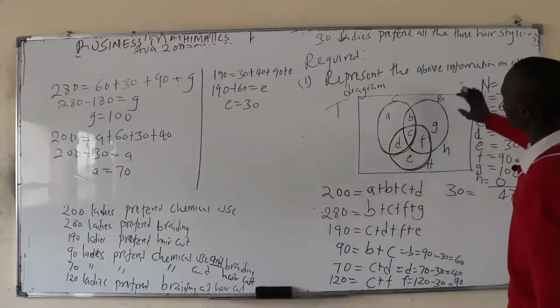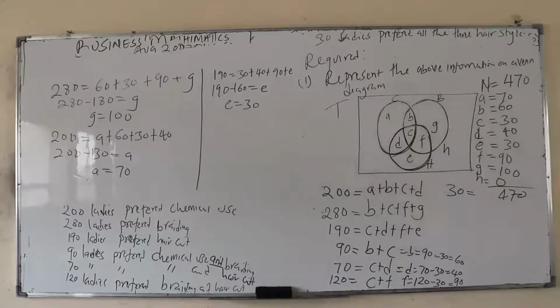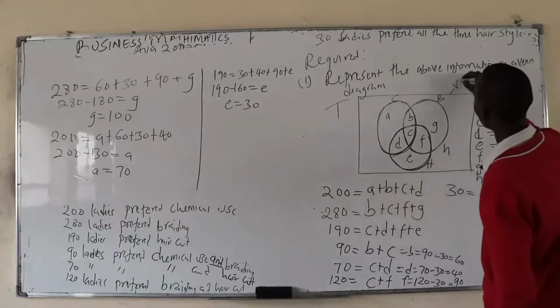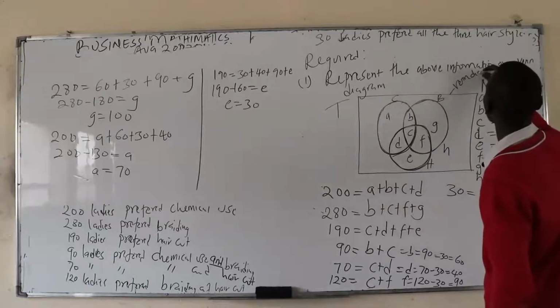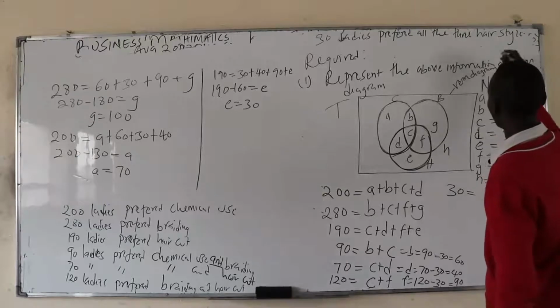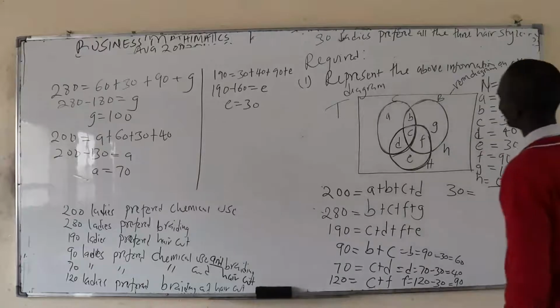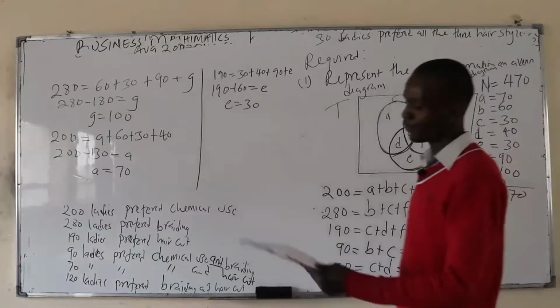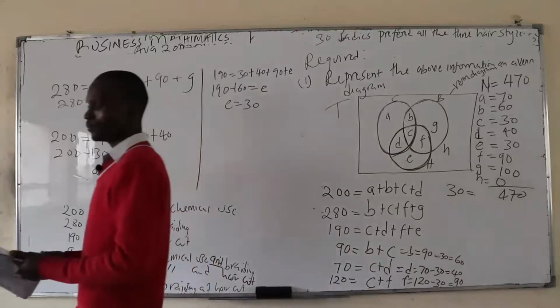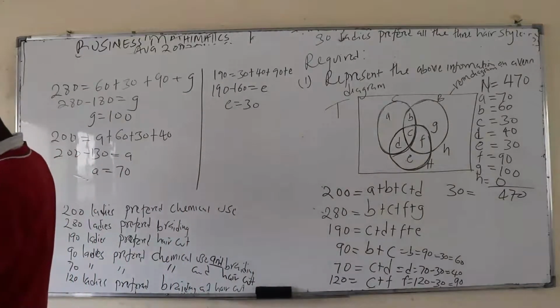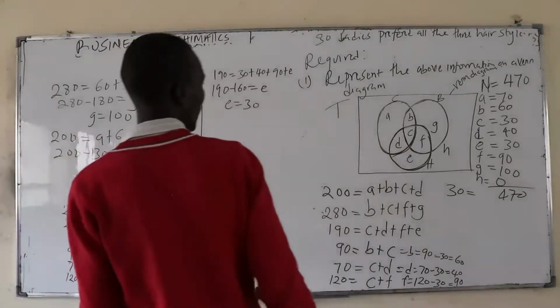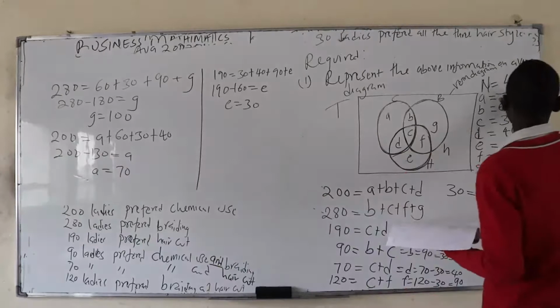So you take 280 is equal to B. B we said is 60, plus C, which is 30, plus F. F we have found down here as 90, plus G. If you add this, 30 plus 60 is 90, 90 plus 90 is 180. Then 280 minus 180 is equal to G. So G alone is equal to 100.